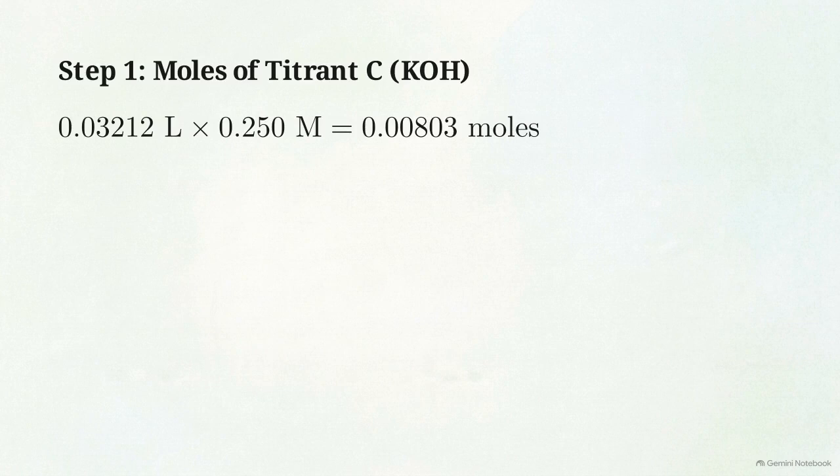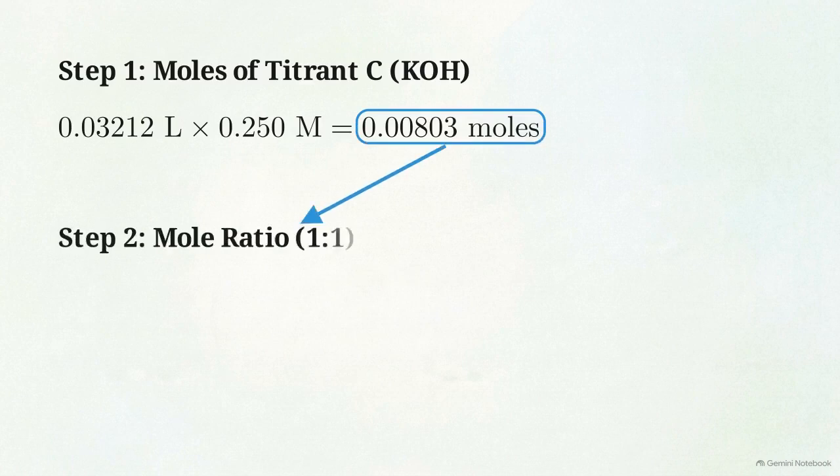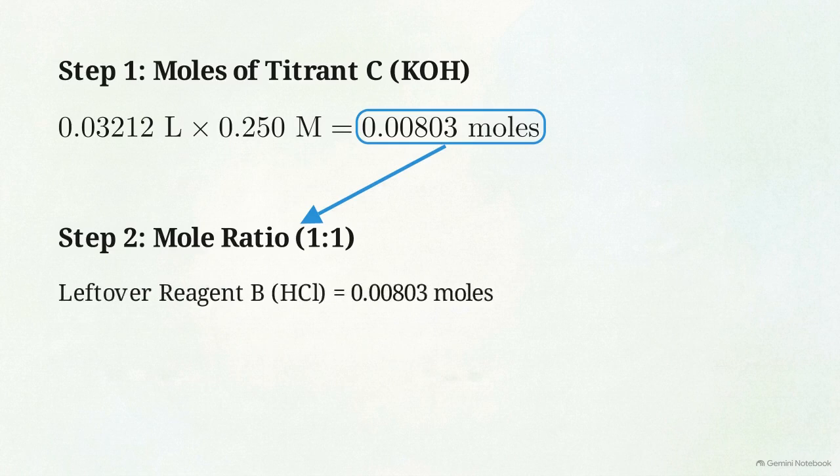Step 1. Calculate the moles of titrant C used. We multiply its volume in liters by its molarity, 0.03212 times 0.25 to get 0.00803 moles. Step 2. Since titrant C and reagent B react in a 1-to-1 molar ratio, we now know we have exactly 0.00803 moles of unreacted, leftover reagent B in the flask.